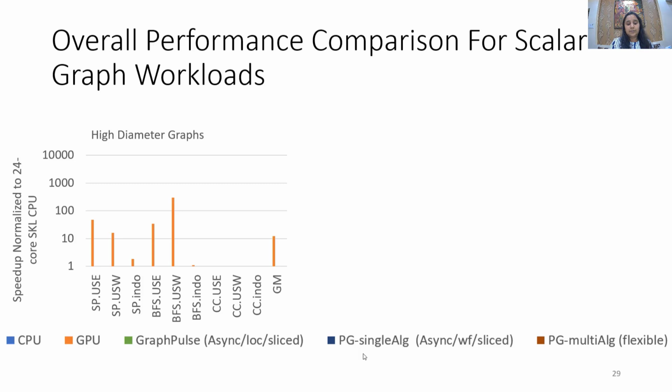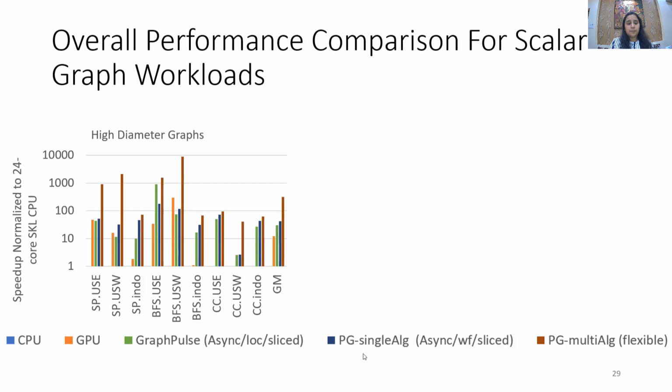GraphPulse implements a variant of asynchronous with locality vertex scheduling and sliced round robin scheduling. It performs better than GPUs because of its efficient crossbar network and also because of its asynchronous execution. PG single algorithm improves performance due to its work efficiency ordering. However, as we can see, it is not always optimal because of the inefficient sliced variant. PG multi-algorithm can identify that high diameter graphs prefer to use the non-sliced variant and can see an exponential performance gain due to this choice.